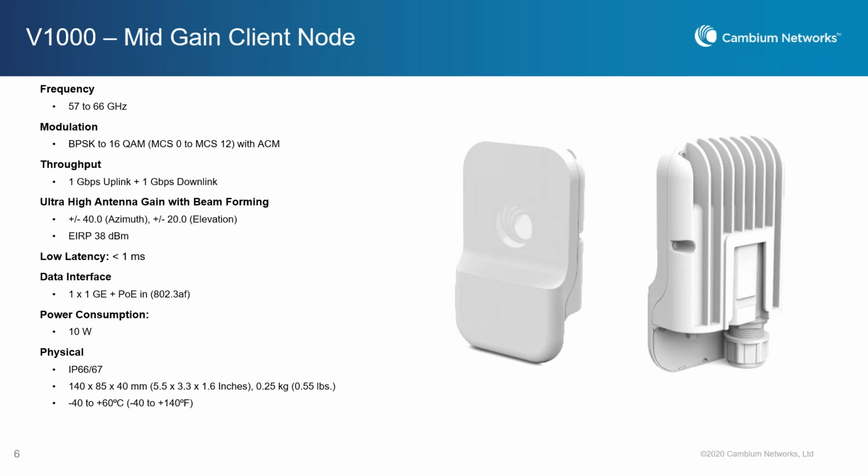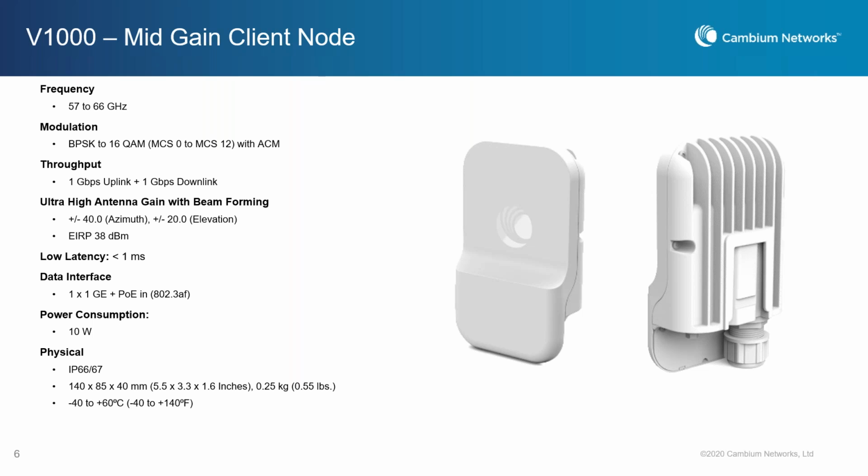The third model we want to talk about here is the V1000 model. The V1000 model is a mid-gain client node. The mid-gain client node is ready for a medium range in the multi-point configuration with V5000. We're talking about 200 to 250 meters range. That will still give you a gig capacity for the customer with full night link availability.